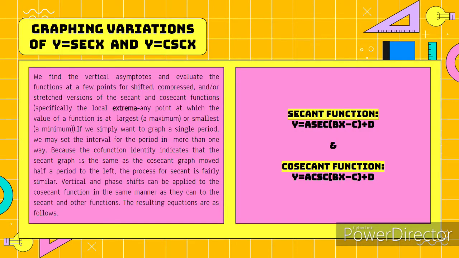Graphing variations for secant and cosecant functions. We find the vertical asymptotes and evaluate the functions at a few points for shifted, compressed, and stretched versions of the secant and cosecant functions, specifically the local extrema, any point at which the value of the function is at its largest or smallest. If we simply want to graph a single period, we may set the interval for the period. The secant graph is the same as the cosecant graph moved half a period to the left. The process for secant is fairly similar.